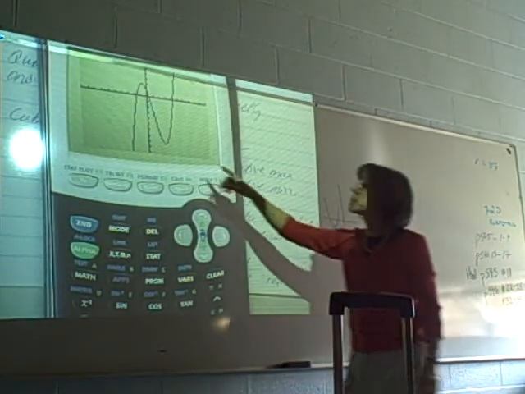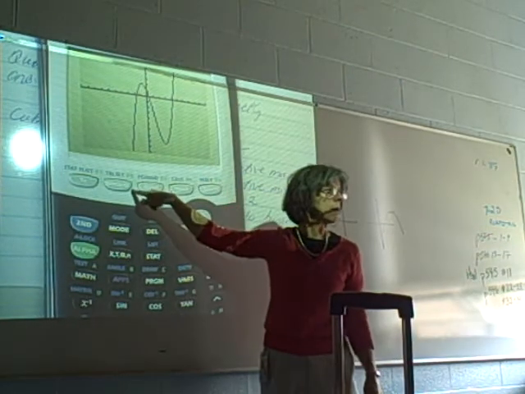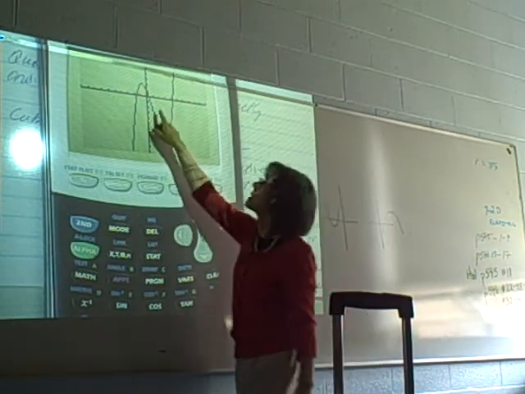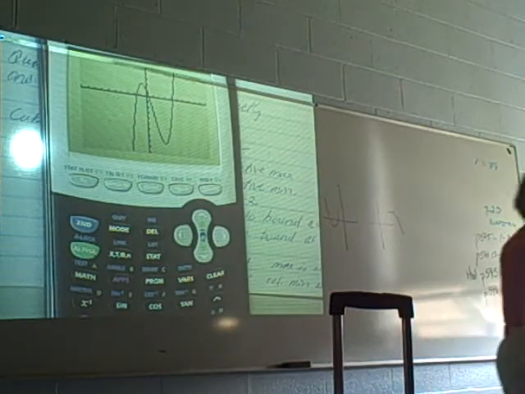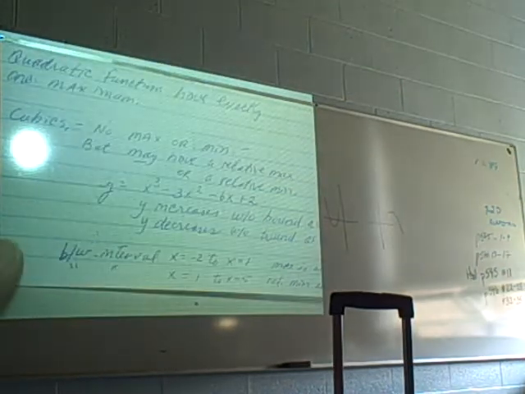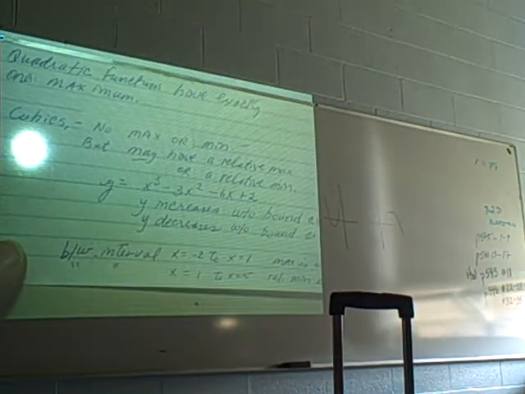So I can see it has a relative min. This isn't the absolute one because this one is dropping. And this one isn't the absolute max, because the other side is increasing. I think those are pretty straightforward.